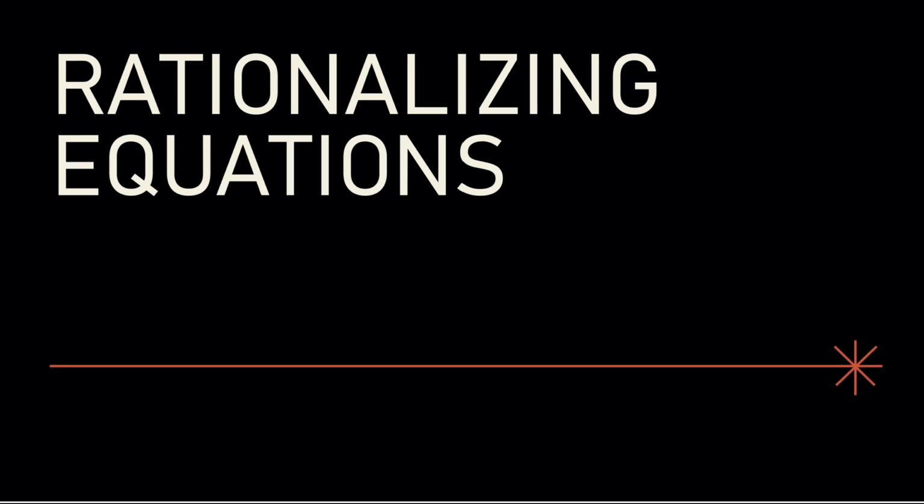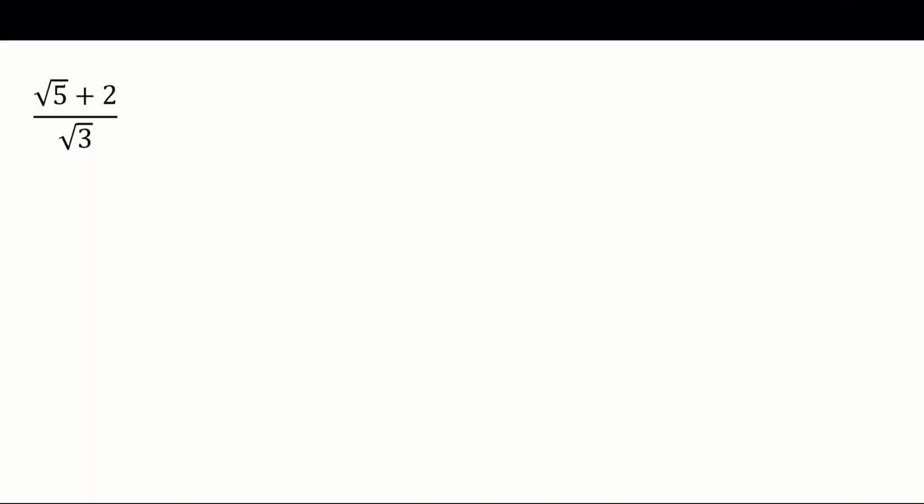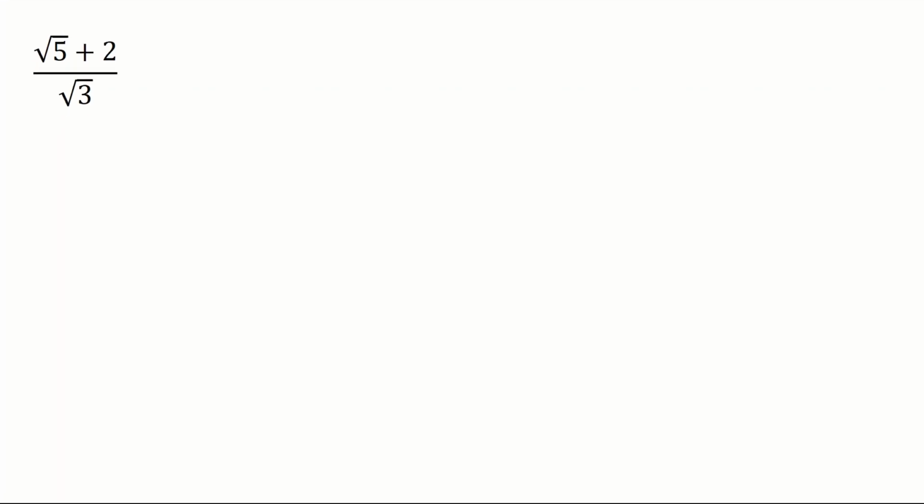Hi everyone, in this video we're going to learn how to rationalize equations. We're going to start off with just looking at equations with one square root on the bottom. And remember, when we rationalize, we don't want a square root on the bottom. So the easiest way to get rid of a square root of root 3 is multiply it by root 3. However, we can't just multiply the denominator, we have to multiply the numerator as well.